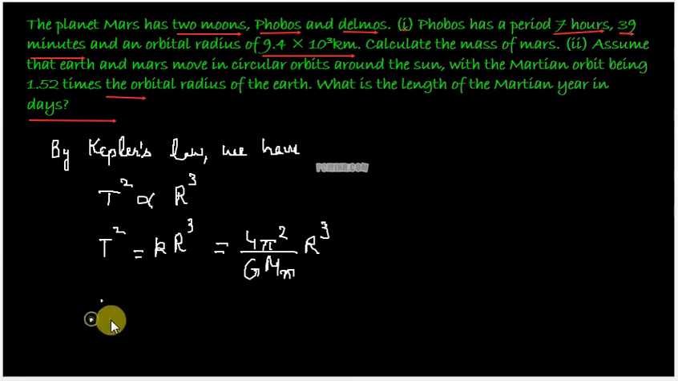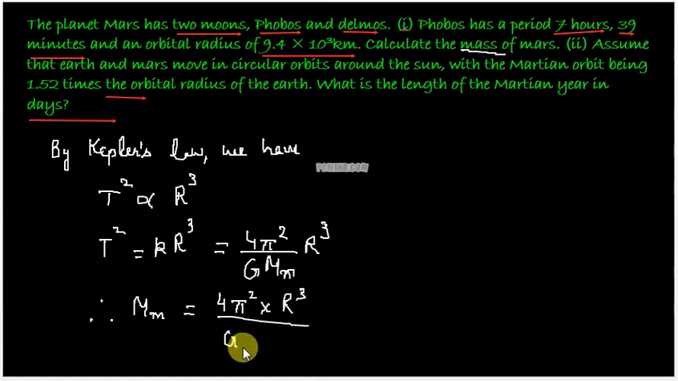Now since the first part of the question says calculate the mass of Mars, we bring the mass of Mars to the left side and take the T square down. So I get Mm equals 4 pi square times r cube upon G into T square, where we know the value of pi, we know the value of r, which is 9.4 × 10^3 kilometers, it's given to us. And we also know the value of G, the universal gravitational constant.